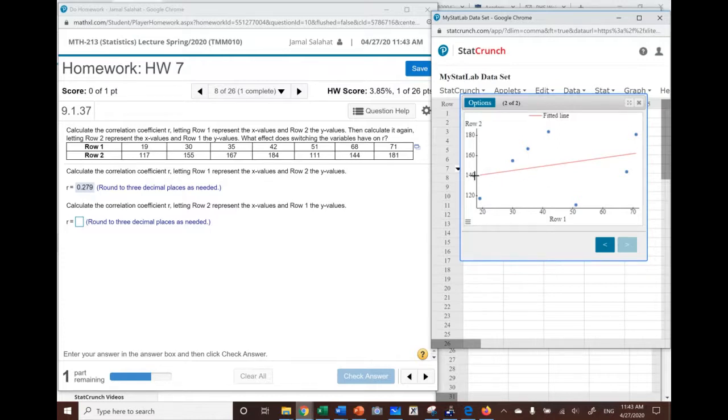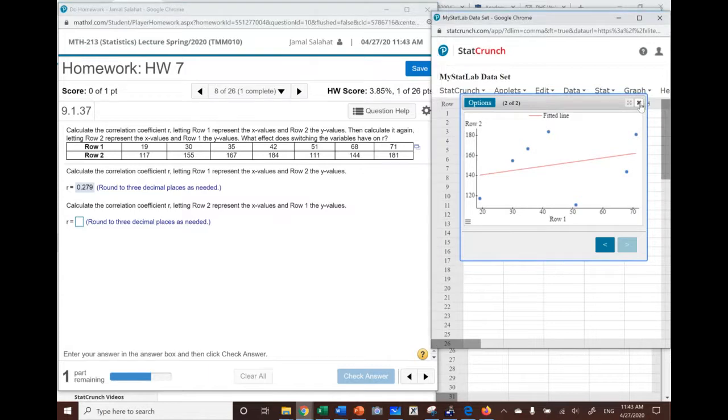Okay? Now, if the line goes flat, there is no relationship whatsoever. The line is almost flat. This tells you, and look at the points, they are far away from this line. So the relationship really is very weak. And 0.279 is showing that the relationship is weak.